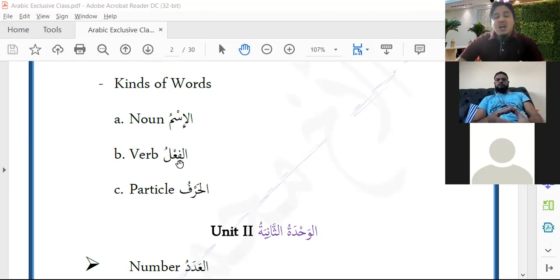Now, al-fi'l in Arabic grammar is the verb. In Arabic language, we translate al-fi'l as an action. In English, when we say what is the meaning of verb, a verb is an action word. So it is similar to that. Al-fi'l, we say verb, and in Arabic language, literally, it could be translated as an action. Mada taf'al, what are you doing?